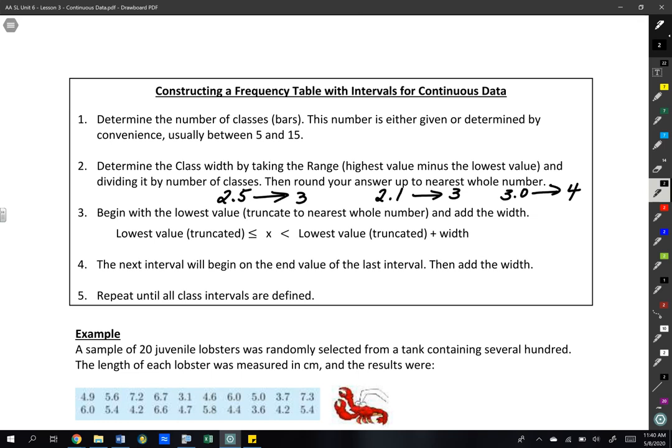Number 3, begin with the lowest value, truncate to the nearest whole number, and add the width. So we're going to have an interval where x is going to be greater than or equal to the lowest value of the interval and less than the lowest value that has been truncated plus the width. Right about now, you're probably like, I have no idea what you're talking about. Don't worry, we're going to do some examples, and this is going to all come together. Number 4, the next interval will begin on the end value of the last interval. Then we add the width, repeat until all class intervals are defined.